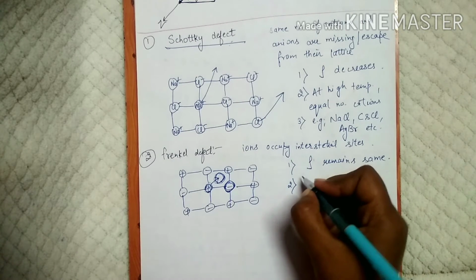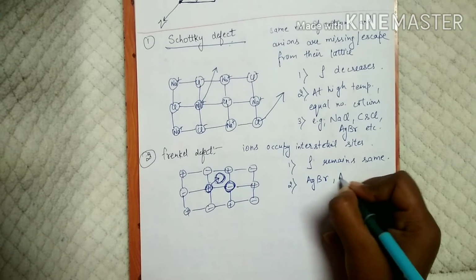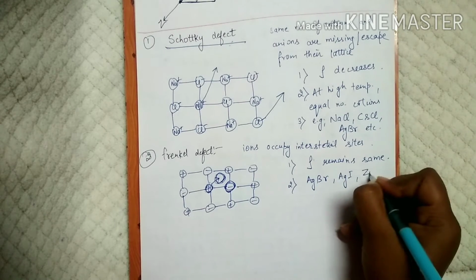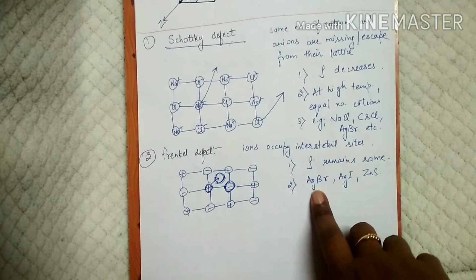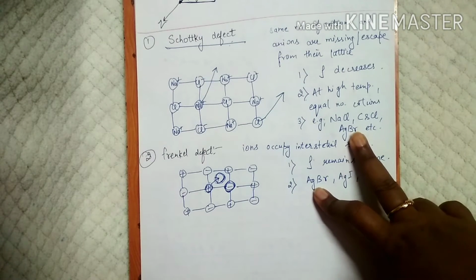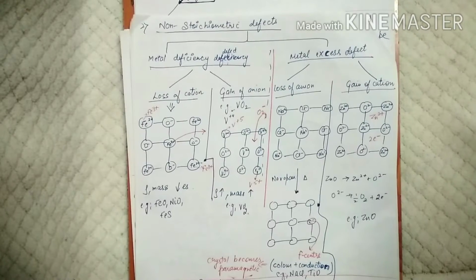Examples could be AgBr, AgI, zinc sulfide. So always remember, one type of crystal lattice can show more than one type of defect. It is not necessary that if a crystal lattice is showing Schottky defect, then it cannot show Frenkel defect, or vice versa. One type of lattice can always show one or more types of crystal defects. So this is all about your Frenkel defect.